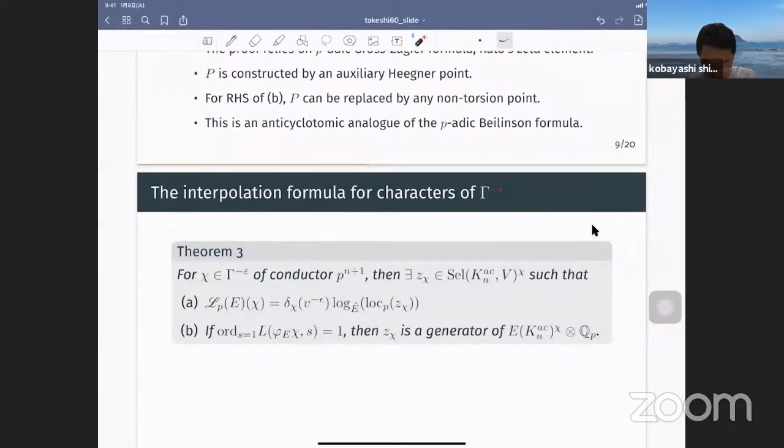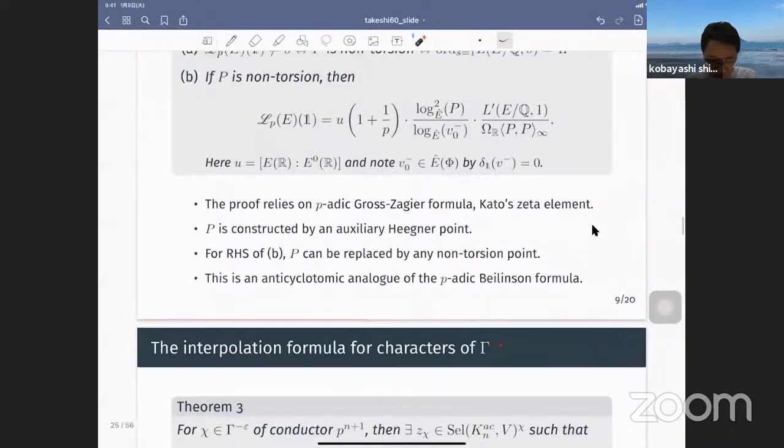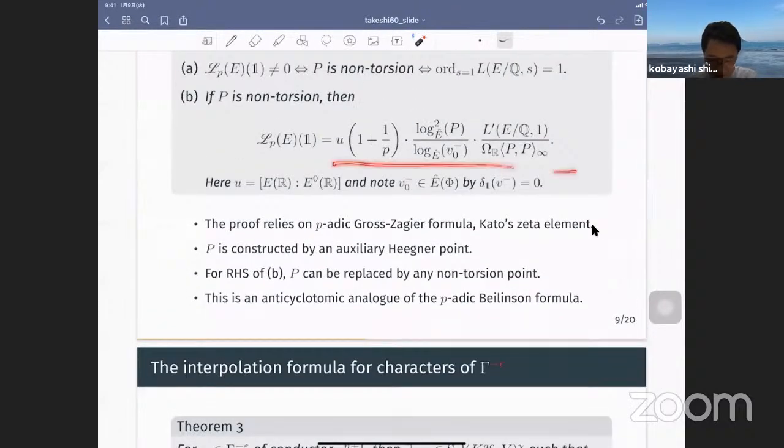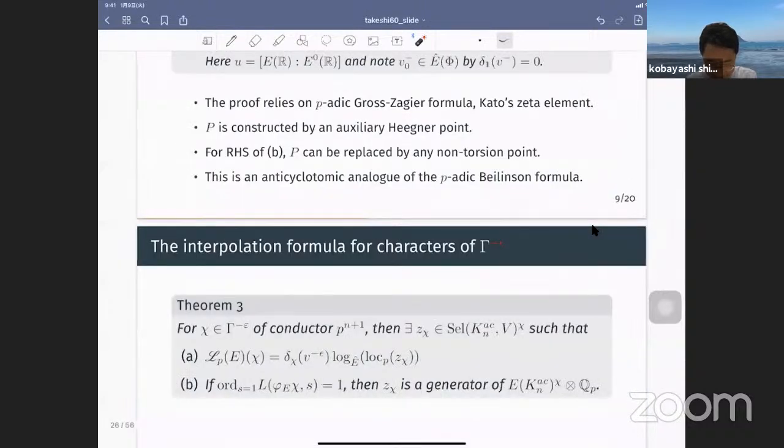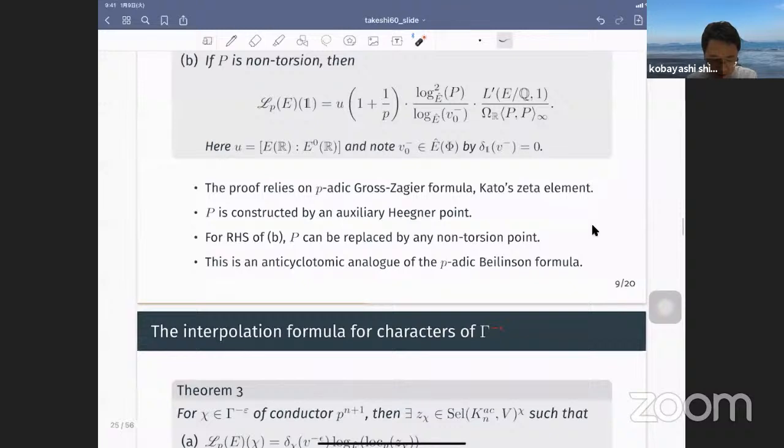If we use this formula and the p-adic Gross-Zagier formula, if it exists, then we have a final formula like this. So in this case P lives in the true Mordell-Weil group, and the log squared. So the formula is a little bit different. And if we have the p-adic Gross-Zagier formula at bad primes, then we can deduce from Theorem 3 a similar formula, Theorem 2.